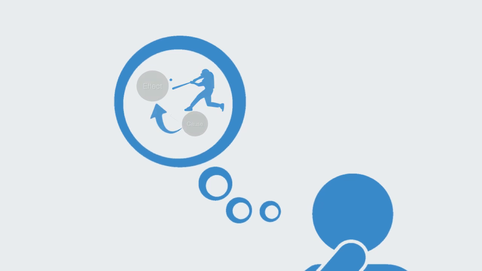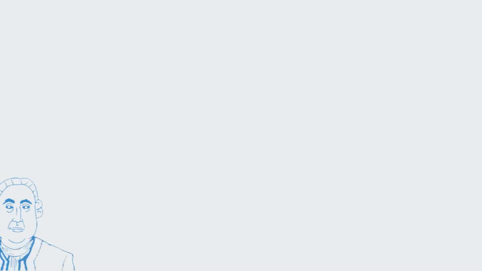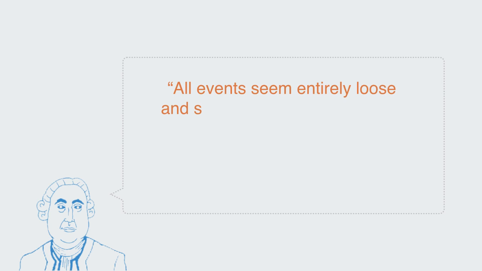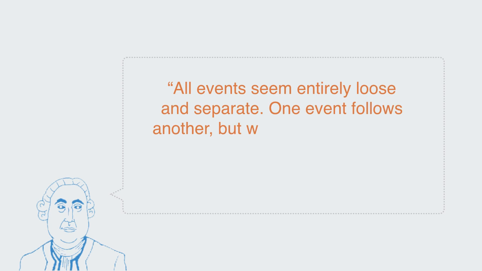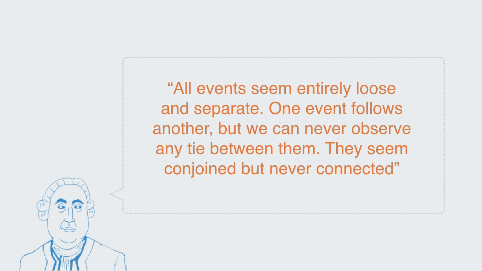Thus, although cause and effect appear a central characteristic of our world, they are in fact simply associations that we make between events. The philosopher David Hume illustrated how there are no necessary connections between events in the world. In his words, all events seem entirely loose and separate. One event follows another, but we can never observe any tie between them. They seem conjoined, but never connected.